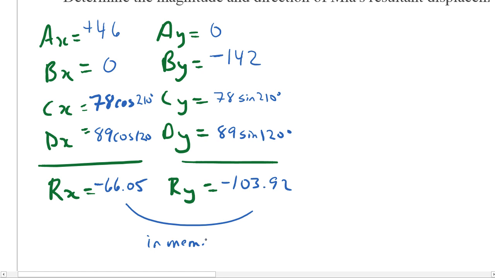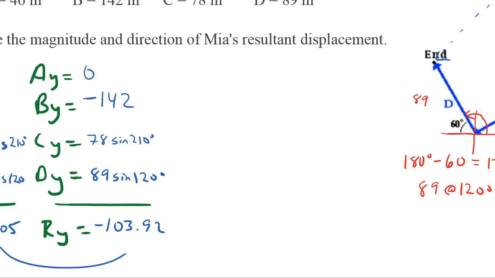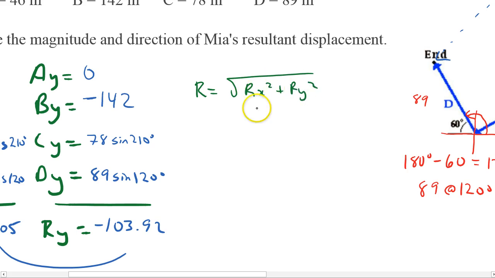Okay, now let me just pause and let you finish and see if you can finish this little piece on your own. All right, the next step would be figuring out what your r value is. So my r is equal to the square root of rx squared plus ry squared. So I get a result of 123.